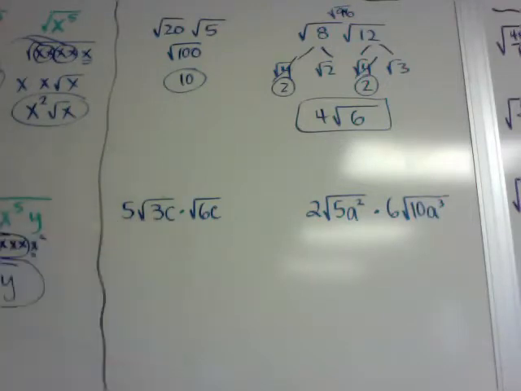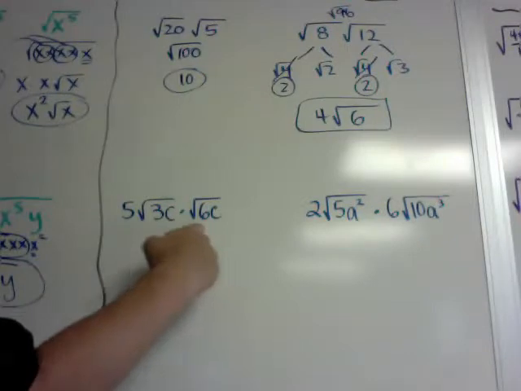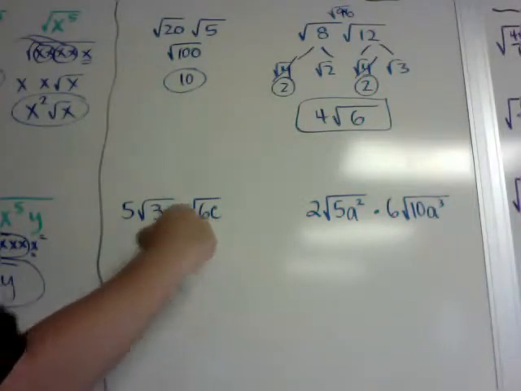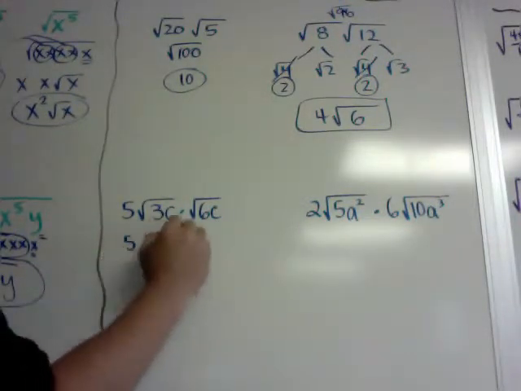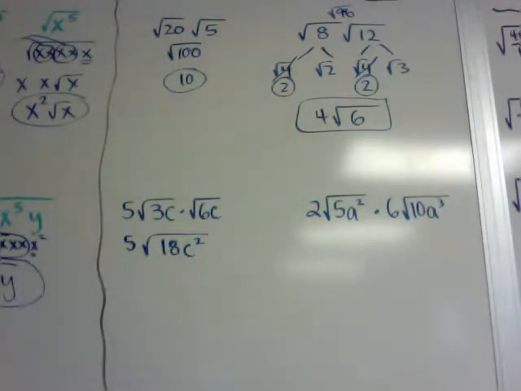Okay, over here I have another one. If I were you, it might be a little easier to combine so you can see them under one radical. So I'll go 5 radical 18c squared. I just combined the 3c and 6c.